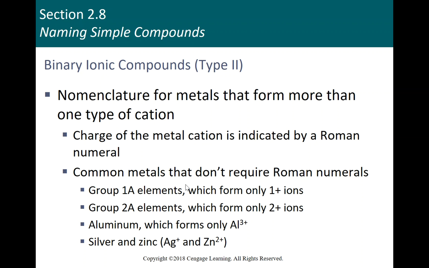Notice it says down there at the bottom of this slide that common metals that don't require Roman numerals, your group 1s, don't require Roman numerals because they're always a +1. There is no ambiguity there. Group 2 forms +2. Aluminum only forms a +3, and you can add gallium to that as well because gallium only forms a +3, and then silver and zinc only form a +1 and +2, respectively. You'll see at the end of this PowerPoint a table that gives you some common ions of different metals.